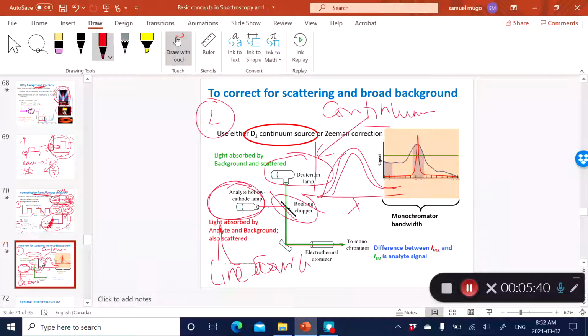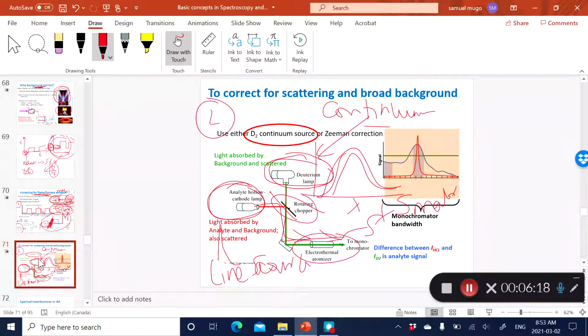Meaning your atomizer, where your sample is, is only being impinged by the line source, and in that case, you are detecting the signal from the analyte, plus also the signal from the matrix. Now, when you rotate the beam chopper, on the other hand, such that the deuterium is the one that is passing through the atomizer.